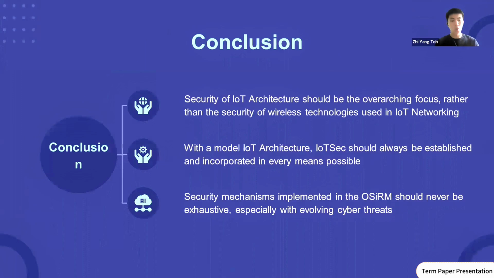So for the conclusion, we have three main points. The security of IoT architecture should be the overarching focus, rather than the security of wireless technologies used in IoT networking. And with a modern IoT architecture, IoT-sec should always be established and incorporated in every means possible. And lastly, security mechanisms implemented in the OSIRM should never be considered exhaustive, especially with evolving cyber threats.